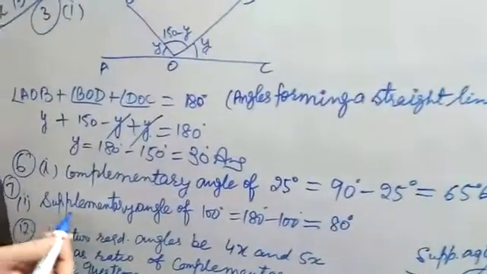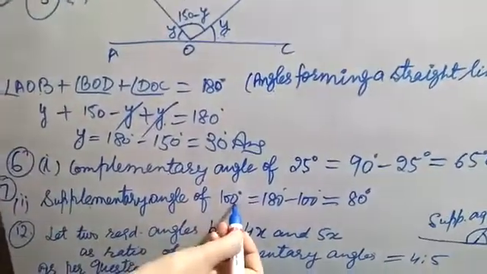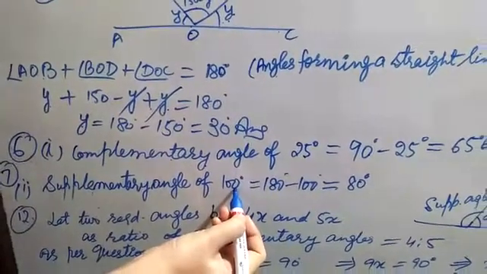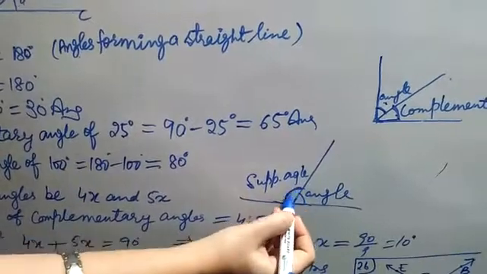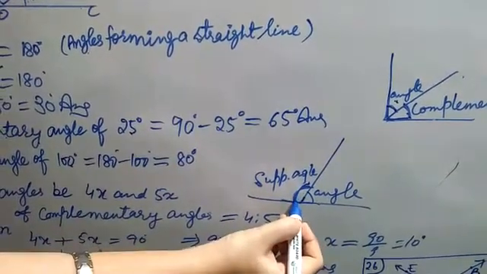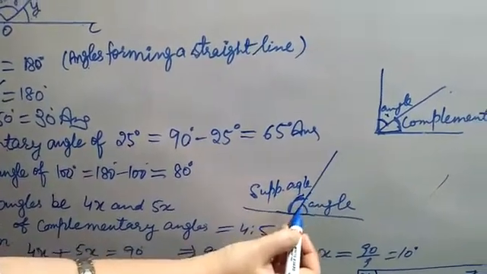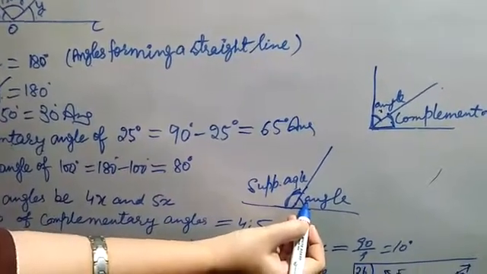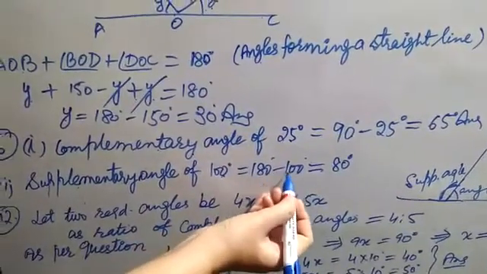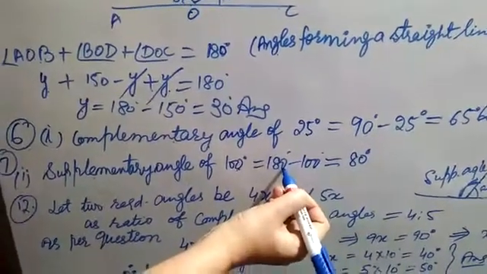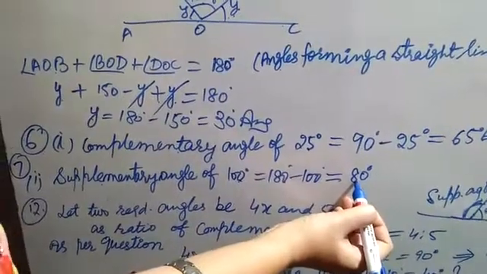Same way, next we have to find the supplementary angle of 100. To find the supplementary angle of 100, out of 180 you delete the given angle. What is remaining is the angle that we require. So to find the supplementary angle of 100, subtract the given angle from 180. You got your answer, that is 80.